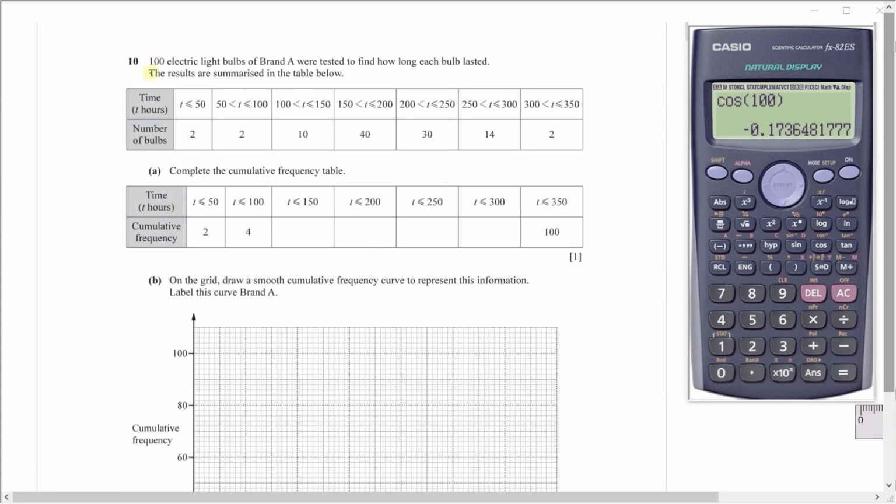So question number 10 is: 100 electric light bulbs of brand A were tested to find how long each bulb lasted. The results are summarized below. So two bulbs lasted less than 50 hours. Again, two bulbs lasted between 50 and 100 hours, and so on. Part A is complete the cumulative frequency table below. So you have time and then cumulative frequency.